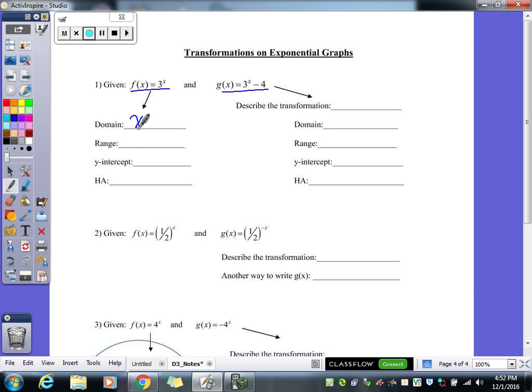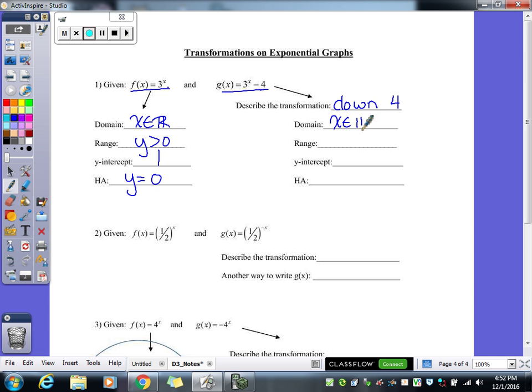For your 3 to the x, our domain is x is an element of the reals. Range is y is greater than 0. Y-intercept of 1. Horizontal asymptote at y equals 0. This is the graph we did on the very first page of our notes. So the difference between this graph and this graph, when you looked at it on your calculator, is it was down 4 units. They just took it and moved it down 4 units.